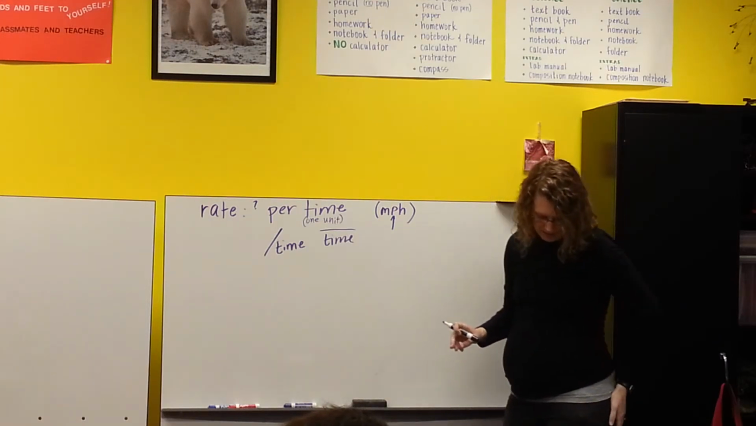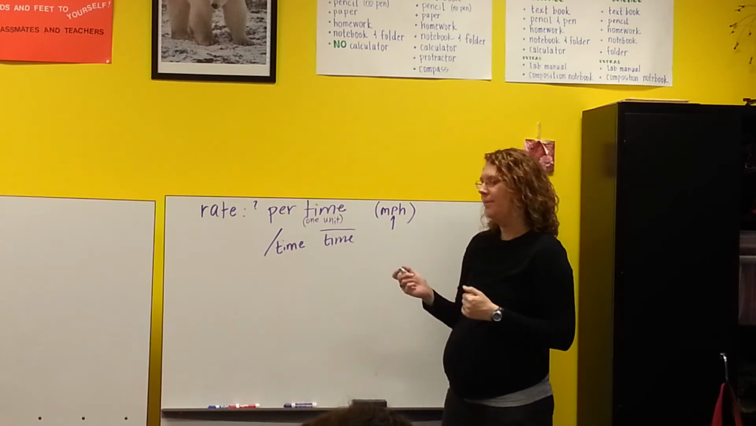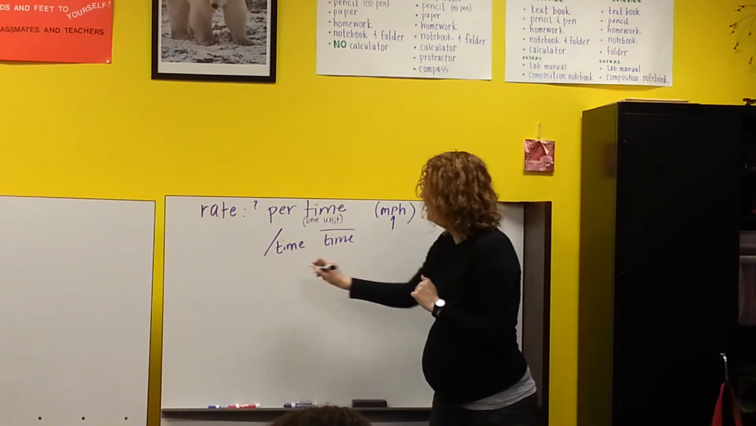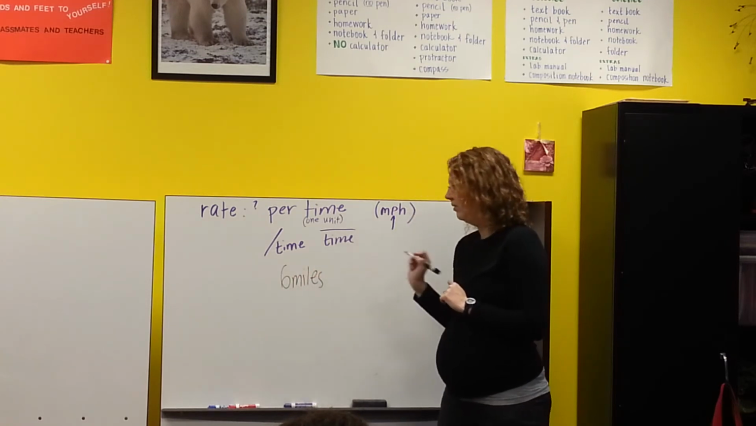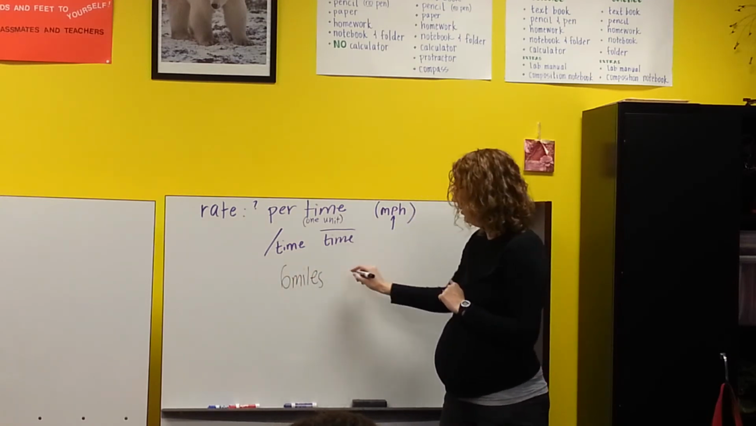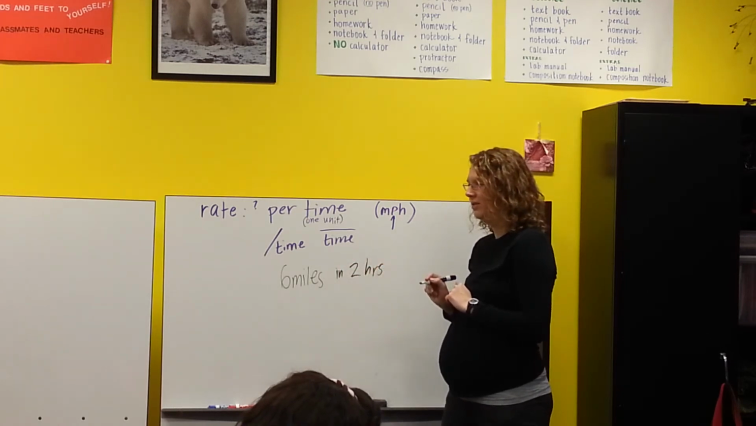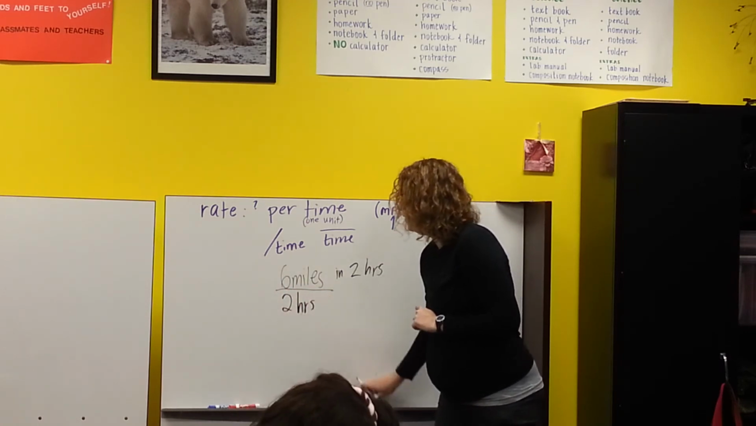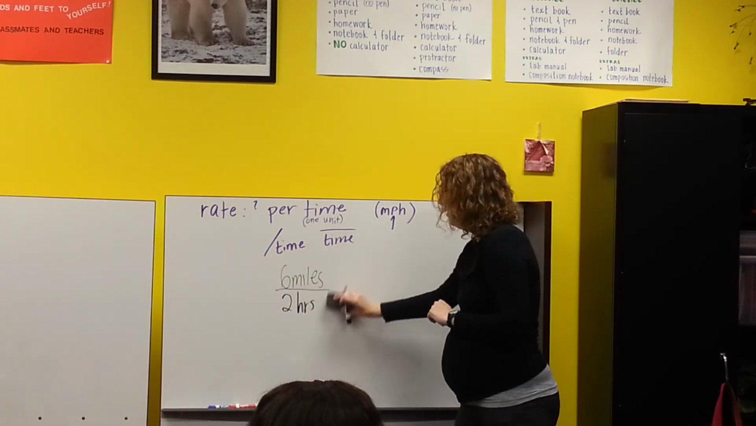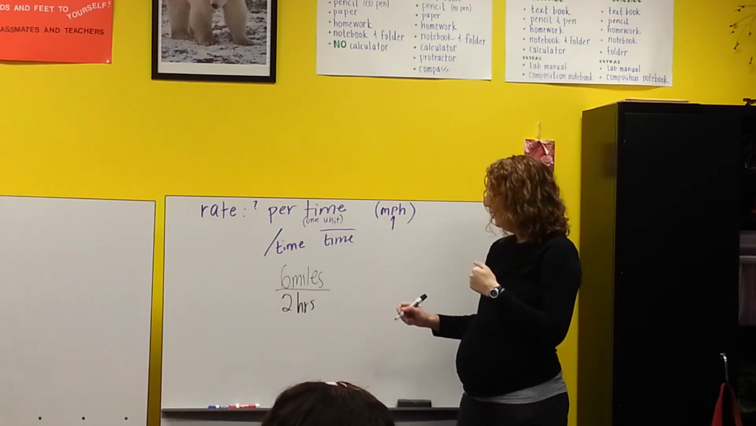Raul ran 6 miles in 2 hours. Destiny, start me off. What do I write? 6 miles. So you want to write in 2 hours like this? Per 2 hours. So let's do our per like this. Okay? And then what do we do next?